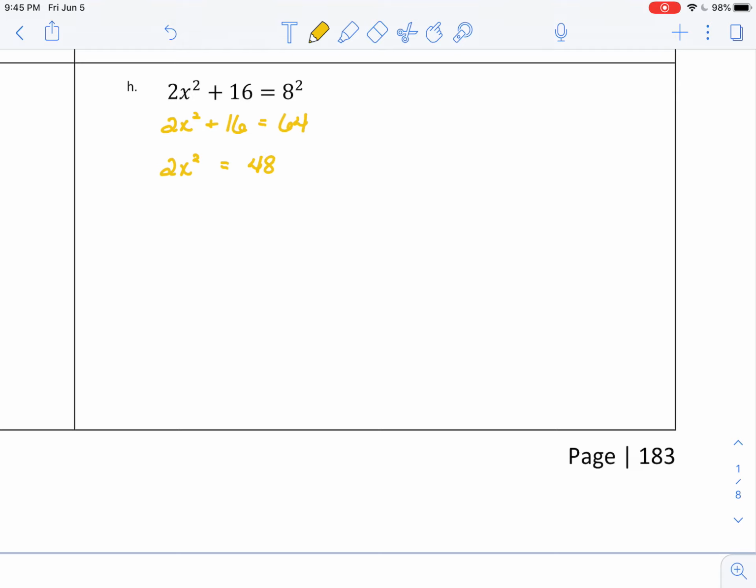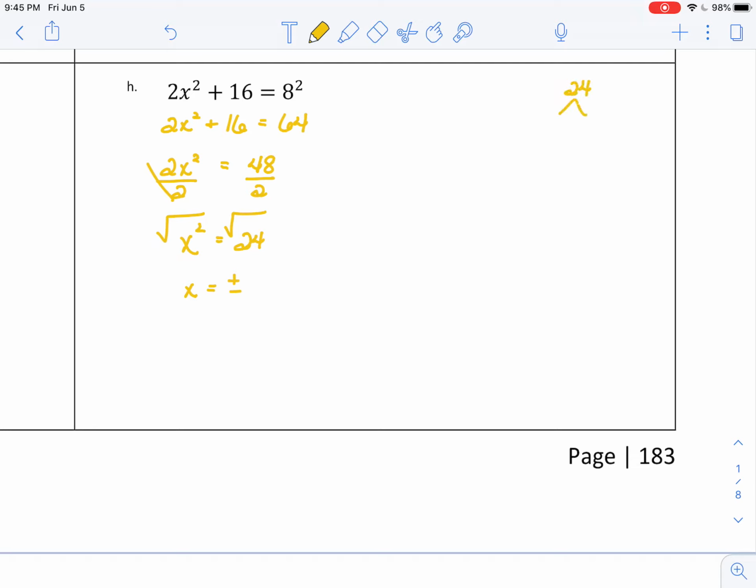And now I cannot square root until the coefficient is dealt with. Now that coefficient is multiplication. So I'm going to solve by division, which gets me x squared is 24. I don't want x squared, I want x. So the opposite of squaring is to square root. And that gets me my 2 solutions, both a positive and a negative.